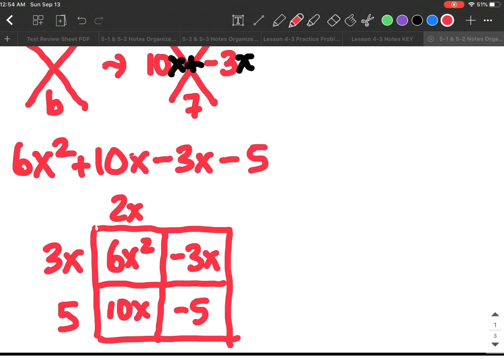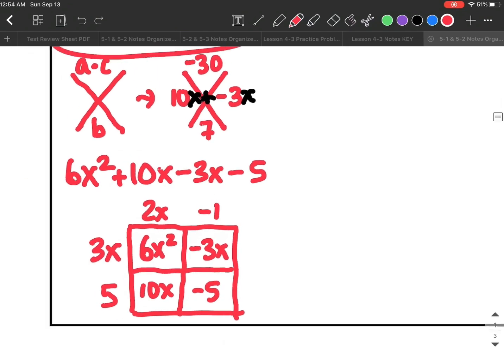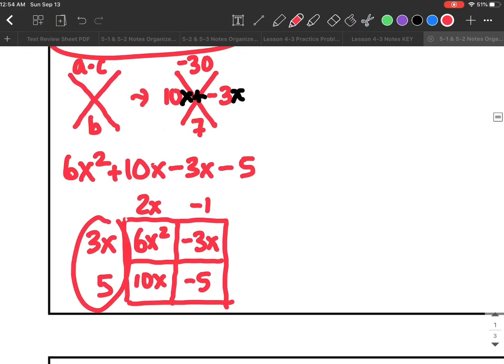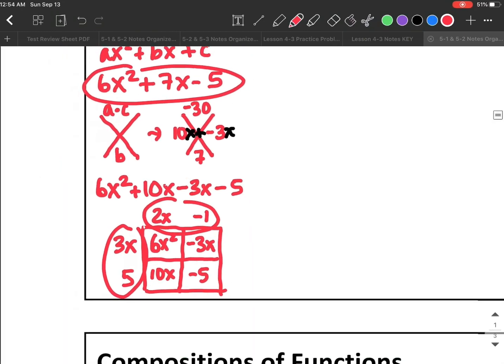So I put a 5 there. Then I ask myself, 3x times what gives me negative 3x? And that's negative 1. So 3x times negative 1 gives me negative 3x. And then I want to check this last box. Negative 1 times 5 gives me that negative 5. So now I have my side lengths, which are actually my expressions that I'm multiplying together.